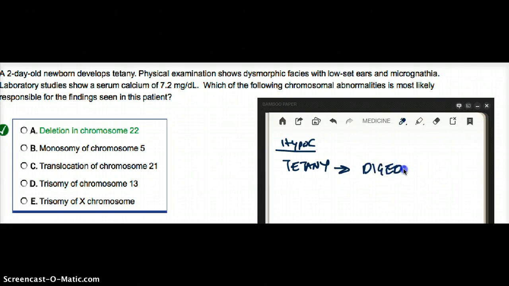Now I'm going to match to see if the other features of the vignette match my diagnosis in mind. This baby has a dysmorphic face with low-set ears, with micrognathia. So all these findings are telling me that this is pretty much DiGeorge syndrome, right? Now, DiGeorge syndrome is an abnormality of chromosome 22. Deletion of chromosome 22 gives rise to DiGeorge syndrome.